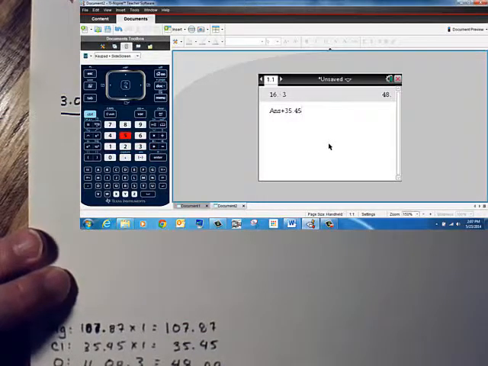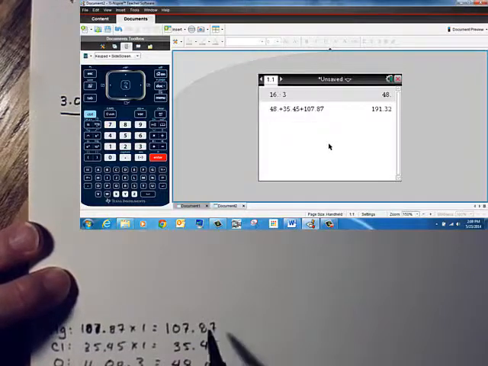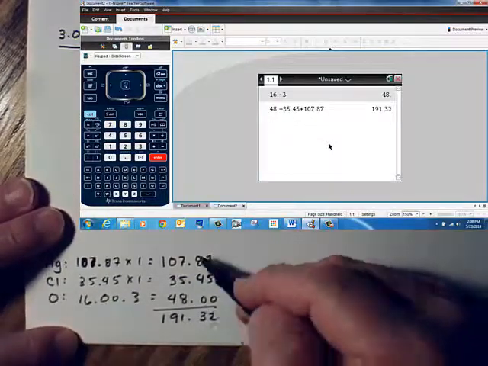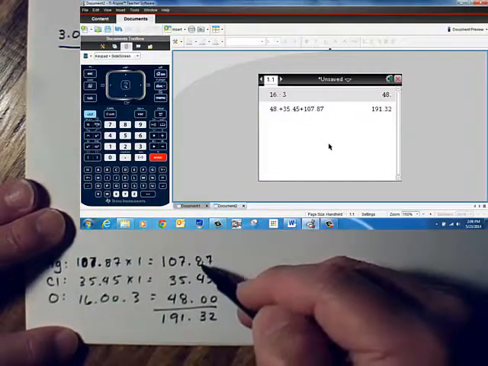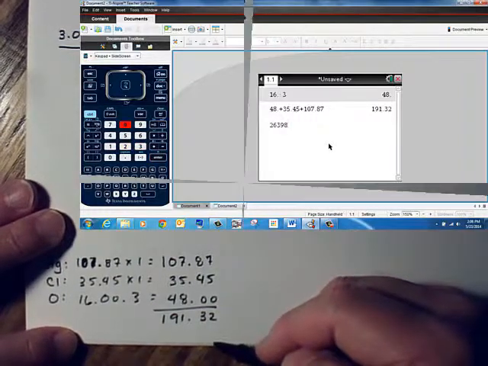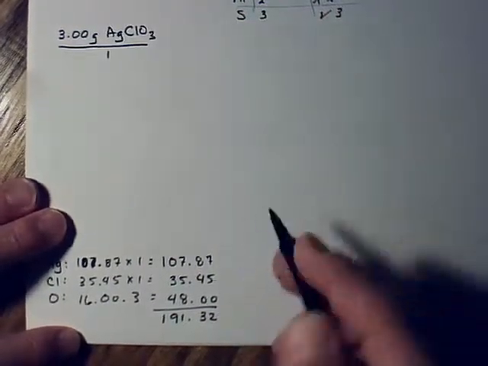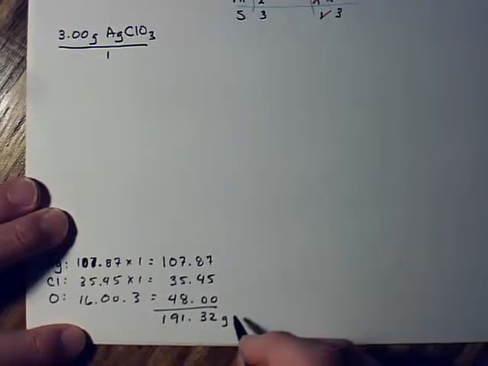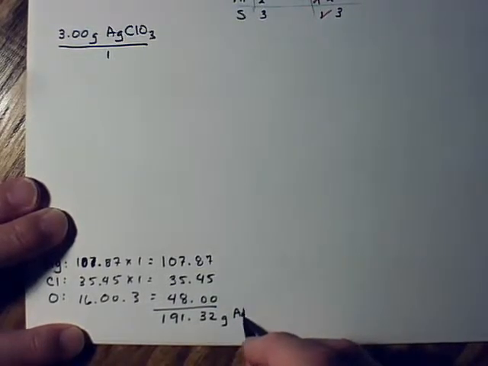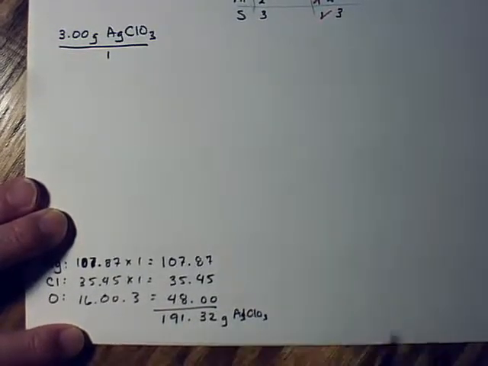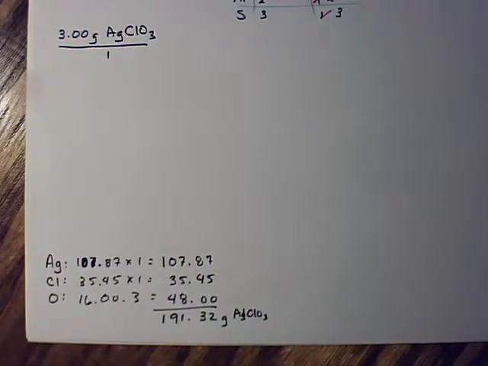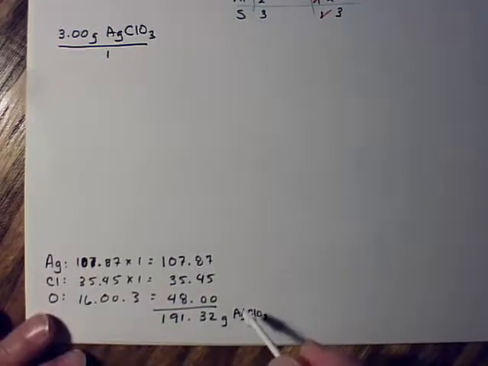What'd you get? 191.32, okay. There's no empty slots over here. Remember when you're doing addition and subtraction, anytime you have empty slots to the right, you have to round off a digit in the bottom, but we don't have that here. So this is grams of silver chlorate, AgClO3, and that's equal to 1 mole of silver chlorate.